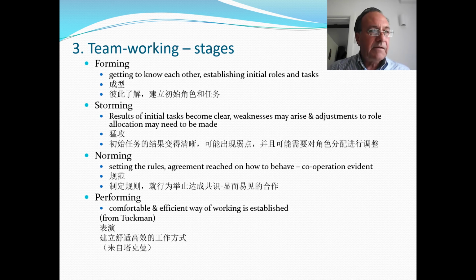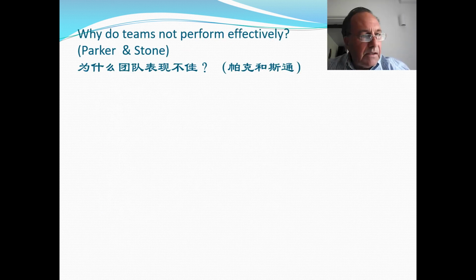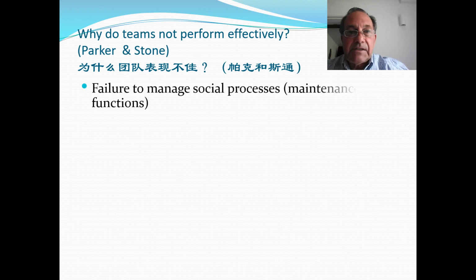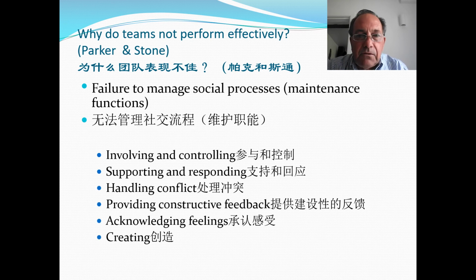There are a number of reasons why teams do not work effectively together. The first reason is focused on managing the social processes within the team, and these are key to maintaining a healthy atmosphere within the team itself. These consist of how you provide constructive feedback to individuals in the team, put forward ideas, ensure that people are involved, and support people, and when you respond, you look to give constructive feedback and acknowledge people's feelings.